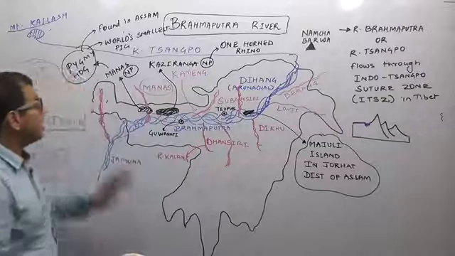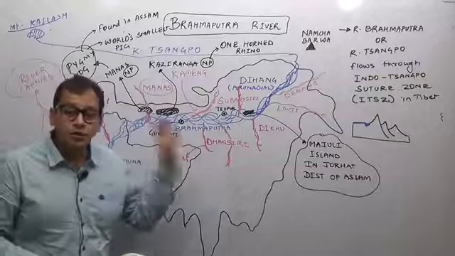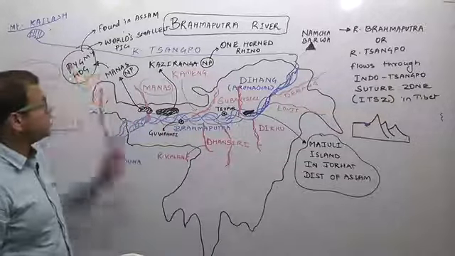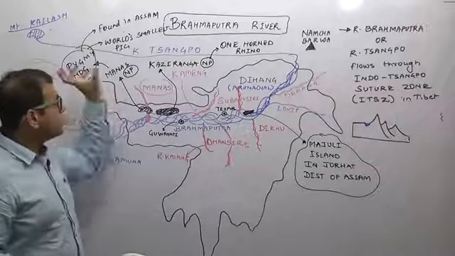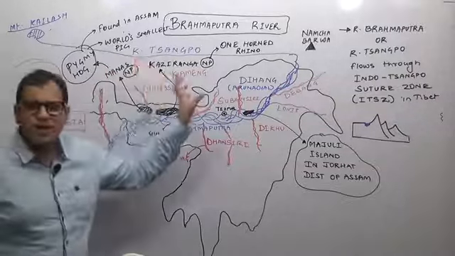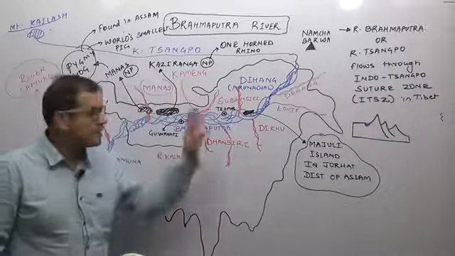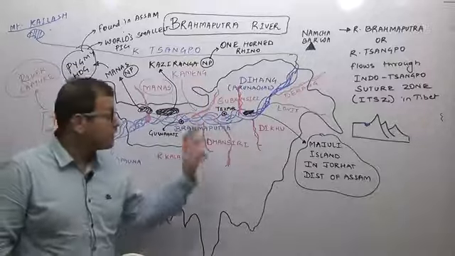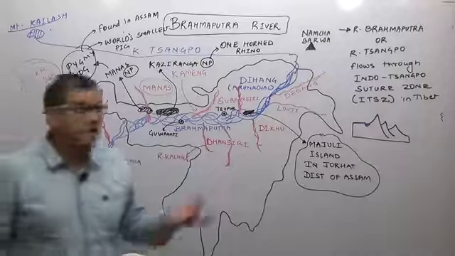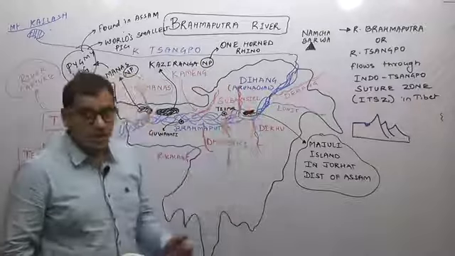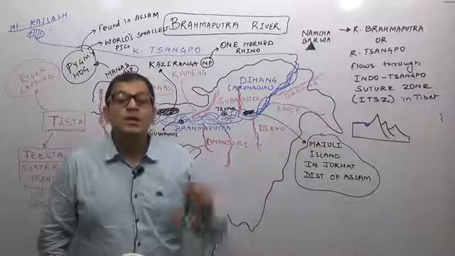River Brahmaputra, again we will repeat, originates from the Chemayungdung glacier in the Kailas range. It flows through the Indus-Tsangpo suture zone. Here in China or in Tibet, which is a part of China, it is known as river Tsangpo. Due to the syntaxial bend in the Himalayas, it takes a sudden southward bend to enter Arunachal Pradesh as river Dihang. The important tributaries here are Dibang and Lohit.